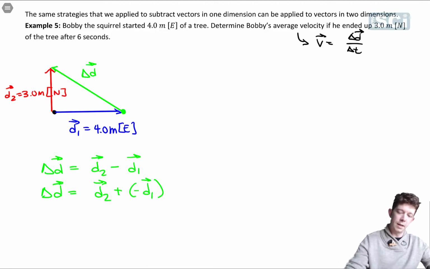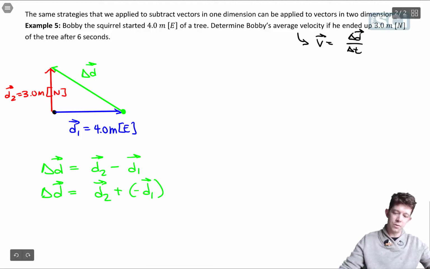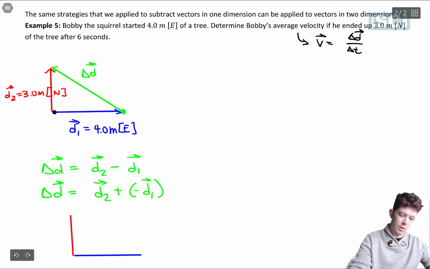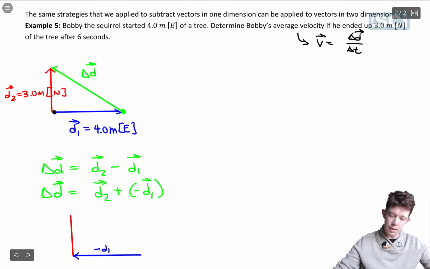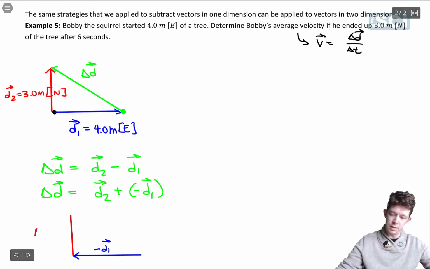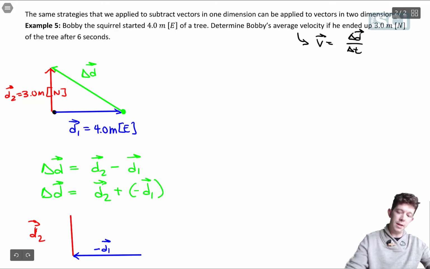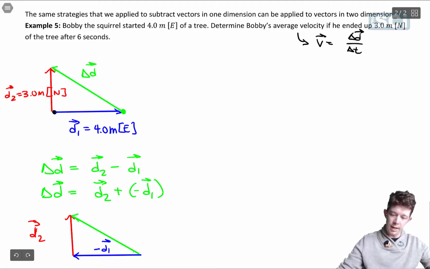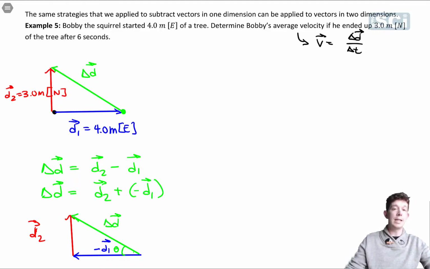which is going to be that their path that they will actually travel is going to be, oops, let's do it this way. They're going to go negative D1, and then they're going to go D2. I'm using head to tail method for this problem. So again, I get the same picture, and this is the angle I need to find, delta D. Okay, so let's go ahead and determine what this delta D is.